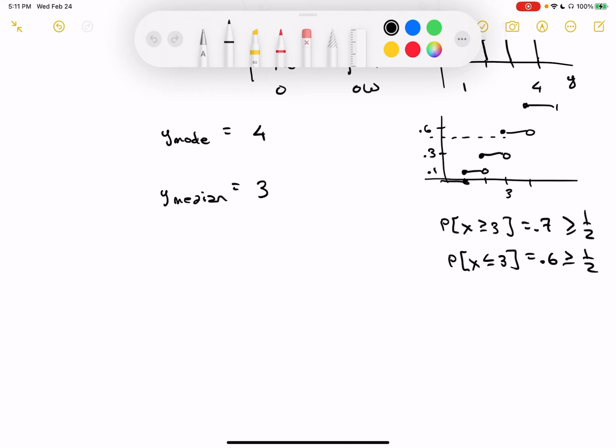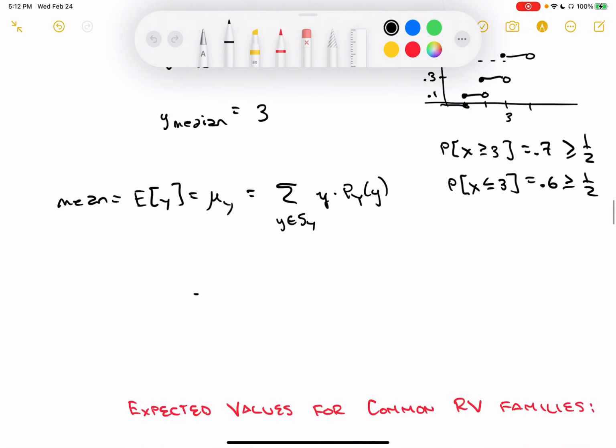How about the mean? How about the expected value of y, which we said was equal to the mean, right? And we know that that could also be abbreviated mu y, something like that. This is a sum on the range space, over all y an element of S_Y, of y times the probability mass function values p_Y of y. Let's go ahead and do that. That is, in this particular case, going to be a sum from 1 to 4, of y times p_Y of y.